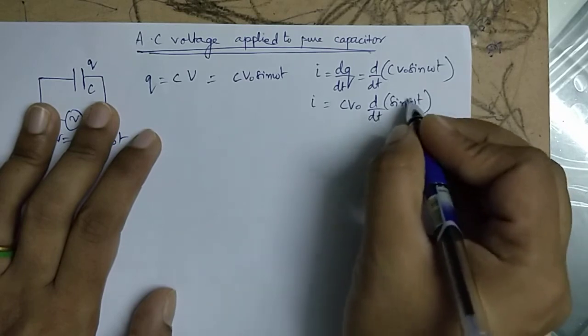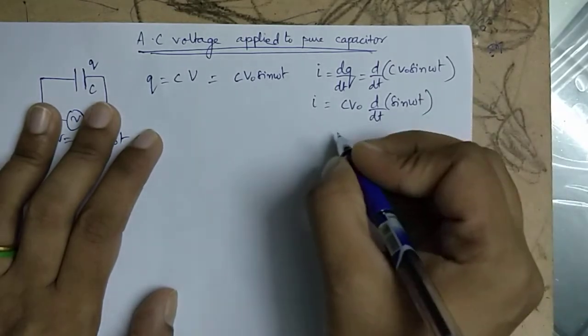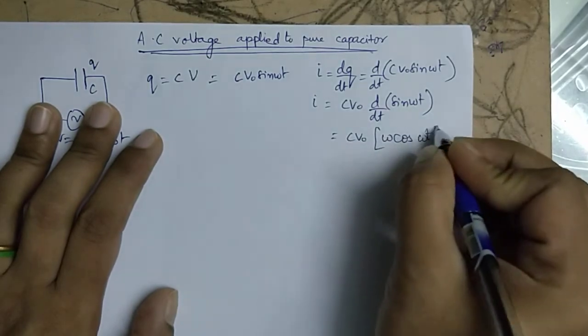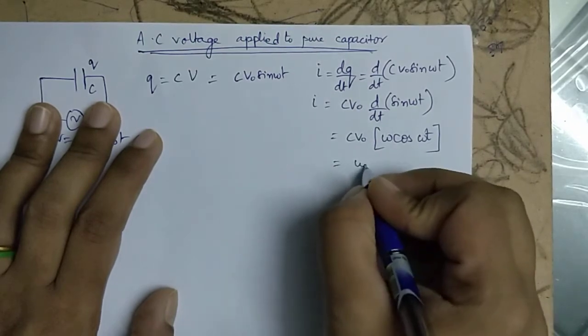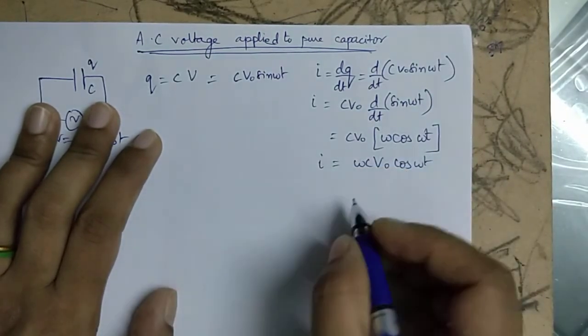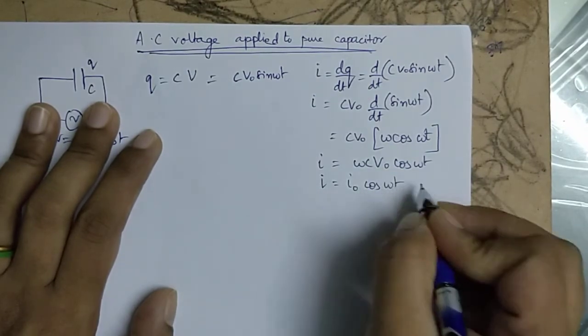Now the differentiation of sine omega t is cos omega t, but it is not just cos omega t, it is omega cos omega t. So this becomes omega C V naught cos omega t. This is I. So I can write I is equal to I naught cos omega t.